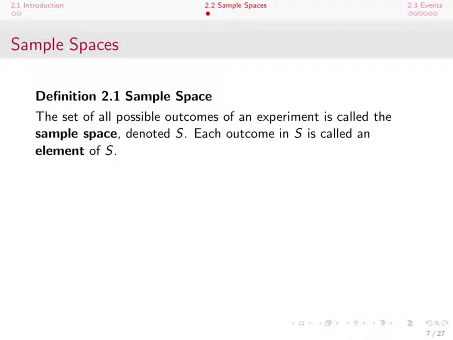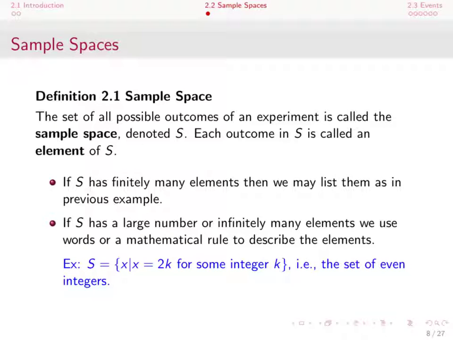The set of all possible outcomes of an experiment will be called the sample space, and we'll denote it with an S, and each outcome in the sample space is also considered an element of this set S. So for our purposes, if S has finitely many elements, then we can do the kinds of things that we've done so far in examples in Chapter 1. We might actually list all possible elements to count them to have a sense of how many there are.